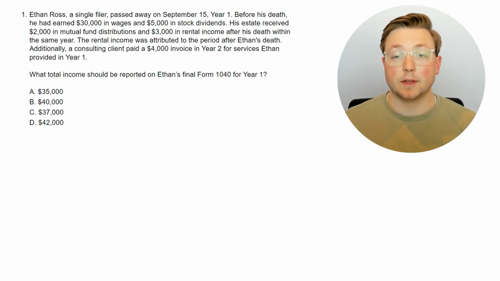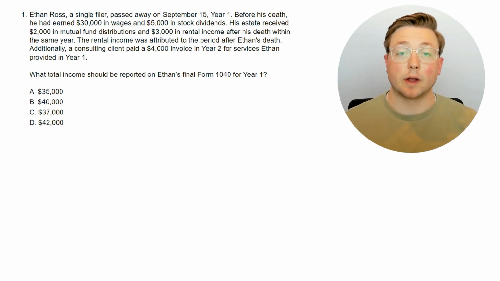So if you don't know much about this, again, this is basically figuring out what income is put onto the final 1040 of somebody who had passed away. Let's dive straight into the answers to start learning about this.